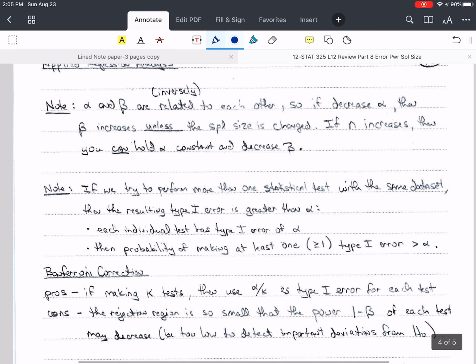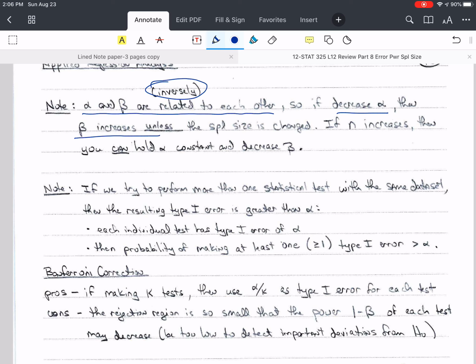So I want you to note something, that actually alpha and beta are related to each other. They're inversely related to each other. As alpha goes up, beta goes down. As beta goes up, alpha goes down. So we can't make both of them go down at the same time. So if we decrease alpha, which is what we'd want to do, unfortunately beta increases, and this is the caveat, unless we increase the sample size. So if n increases, then you can hold alpha constant and decrease beta. So sample size is very important.